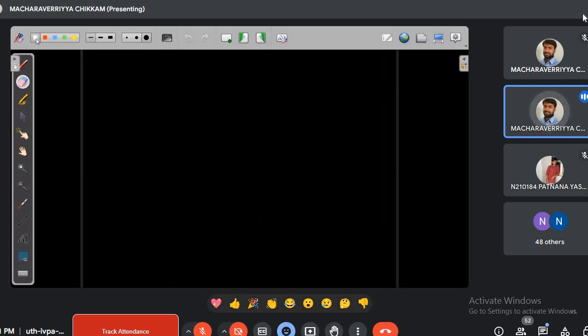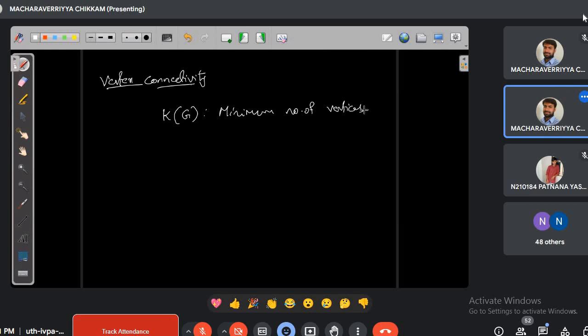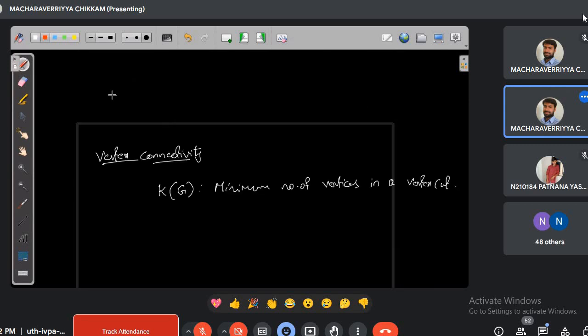So now let me define vertex connectivity. We denote it with K of G. K of G means vertex connectivity. So this is how it is defined. Minimum number of vertices. Let us define.